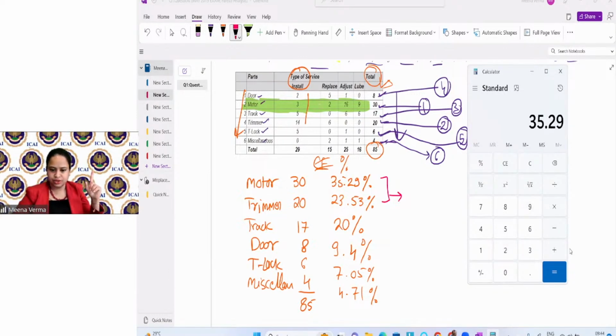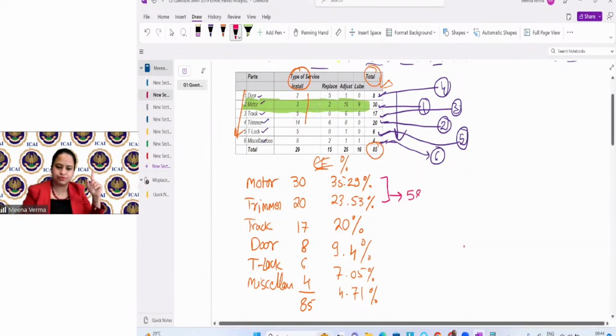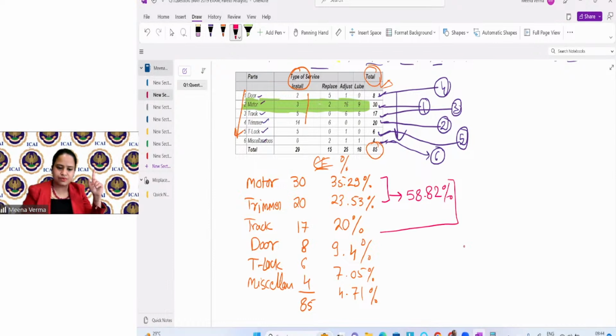35.29 plus 23.53. So this is coming as 58.82. Right? Then when I add this with this value, the cumulative is 78.82. We have reached almost 80% here.